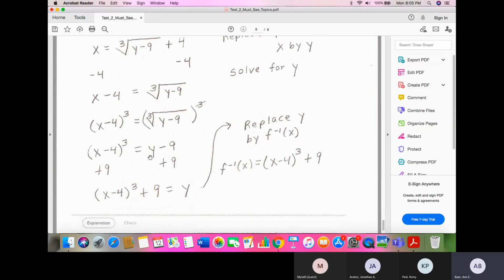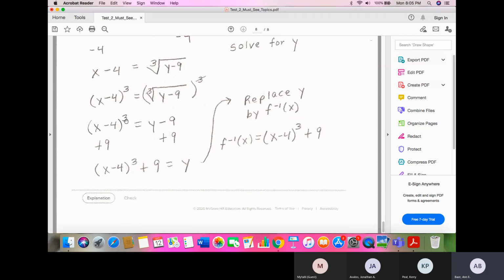So to solve for y, all we have to do is move this -9 to the other side. So we're going to add 9 to both sides. And on this side we get x -4 cubed plus 9 equals, these cancel, y on this side. And the last step is to replace that y by the f inverse notation, and make sure we've got our x here. So we have f inverse of x equals this copied over right there.